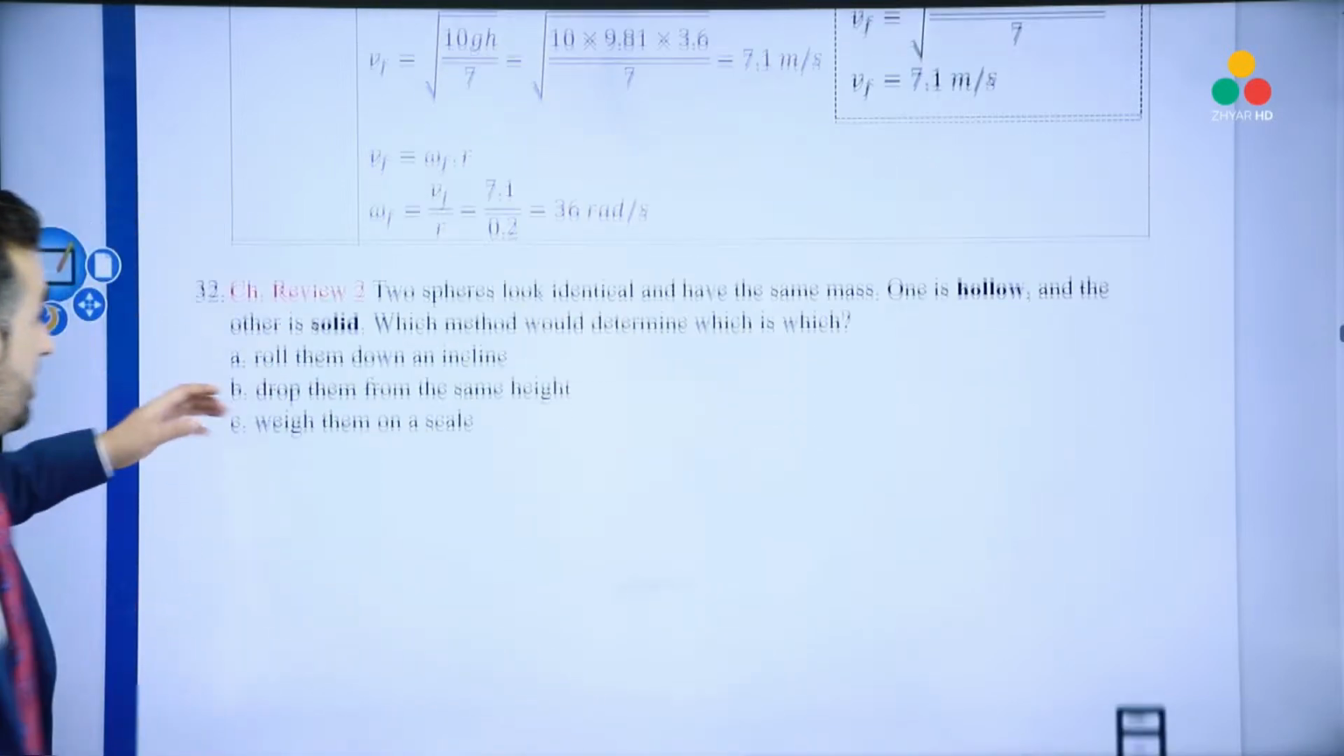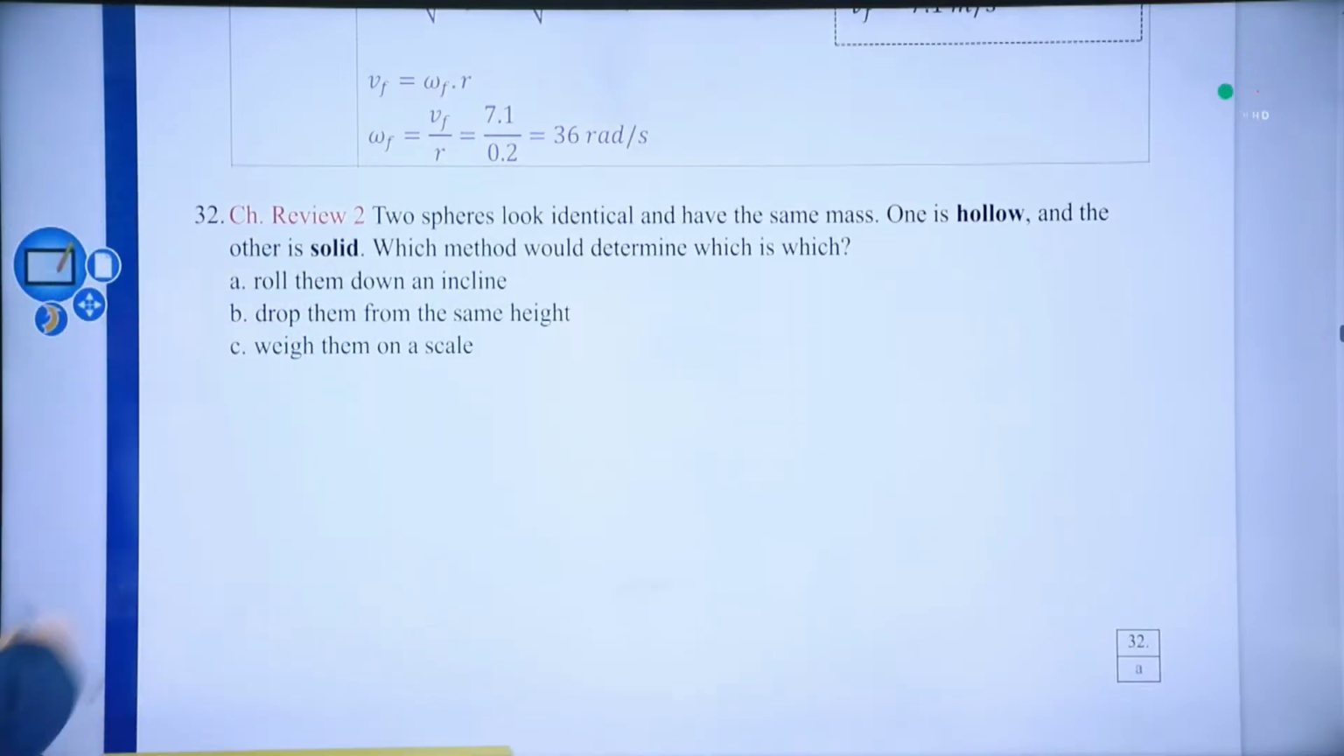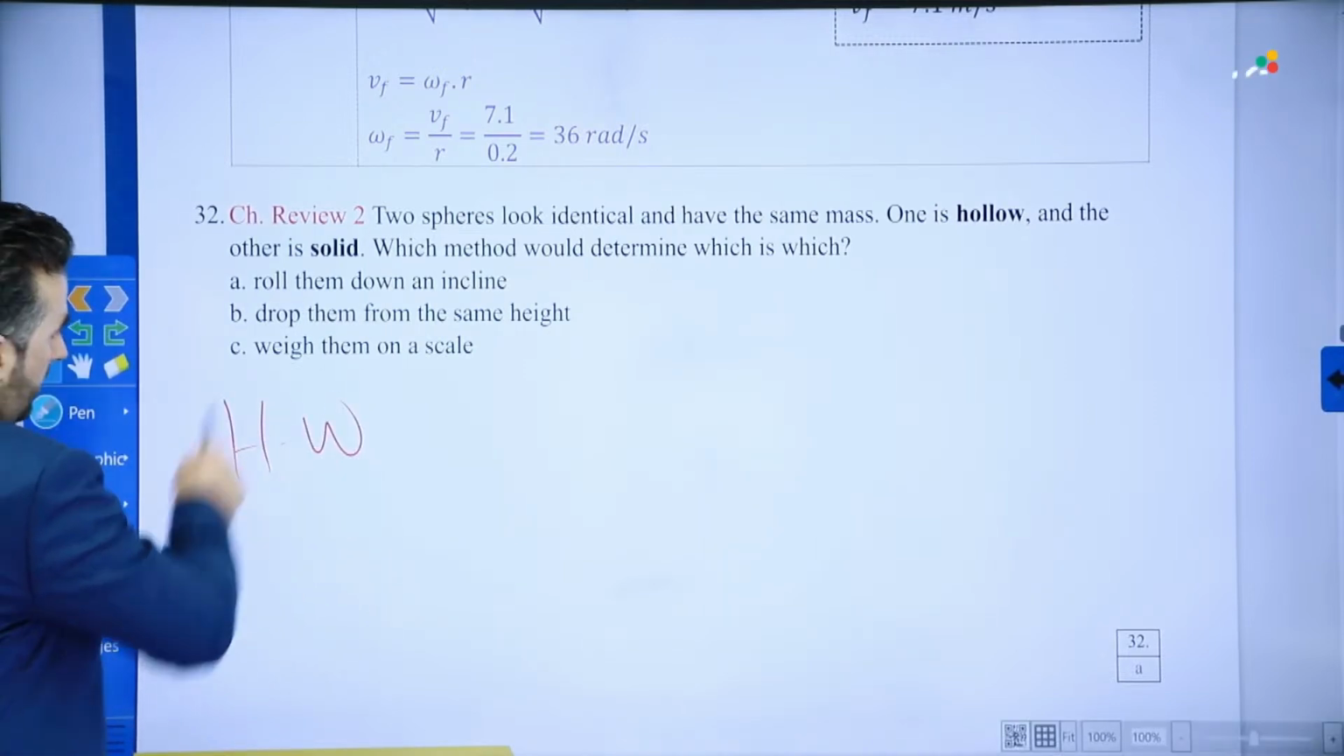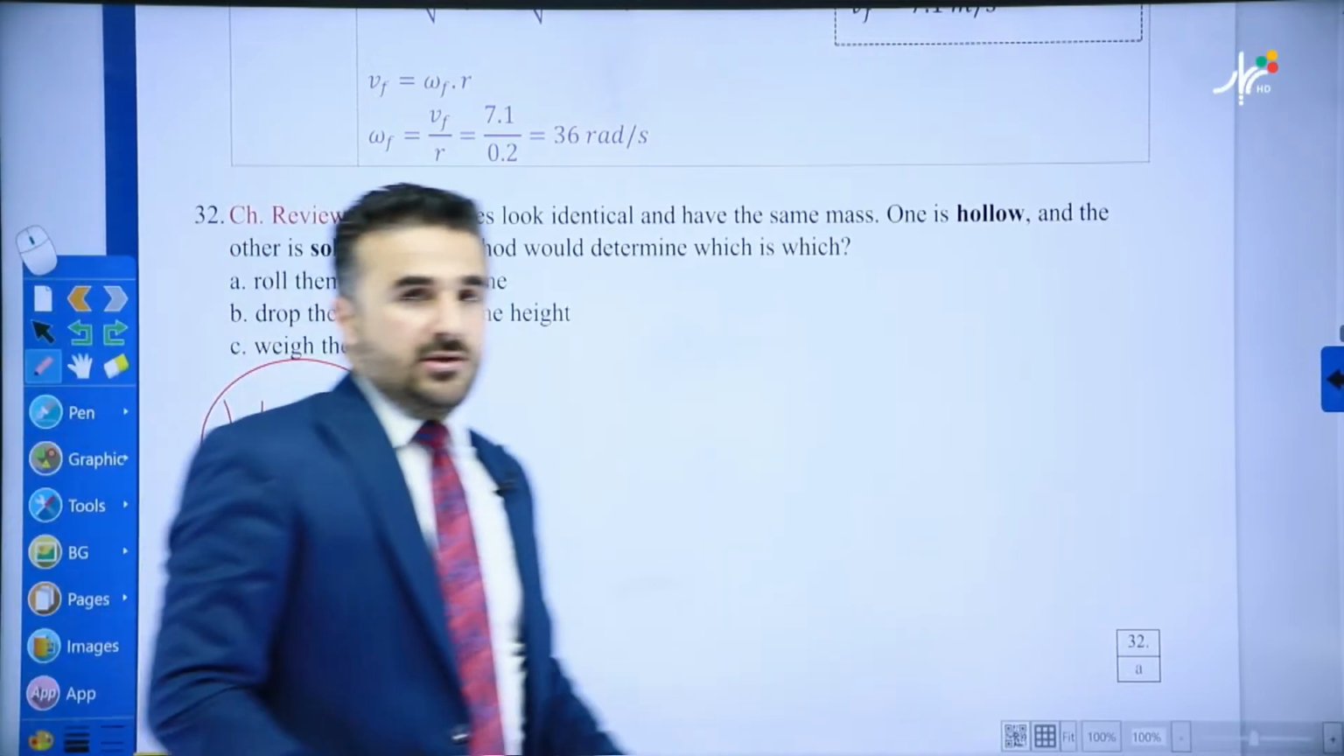And then this question here is going to be your homework for next time. Try to solve this, and later on we'll try to solve it together.